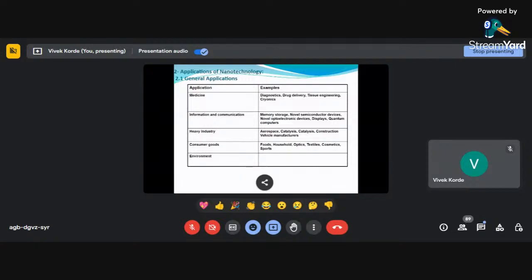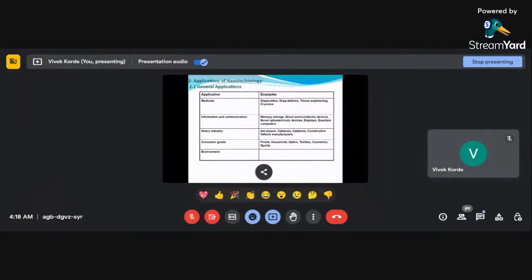Then next is information and communication. Now these days, because of this nanotechnology, memory storage devices are very rapidly taking small forms because the storage density is very high. And because of that, now these days we know that in a very small pen drive we can store very huge data, which was not possible earlier. Then next are novel semiconductor devices, novel optoelectronic devices, displays, quantum computers. Now in quantum computers, quantum dot technology is used, and therefore now those are again becoming advanced systems. We can say next generation computers will be there with the help of quantum dots.